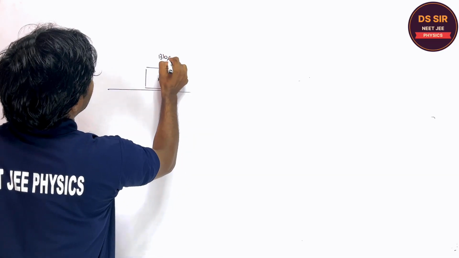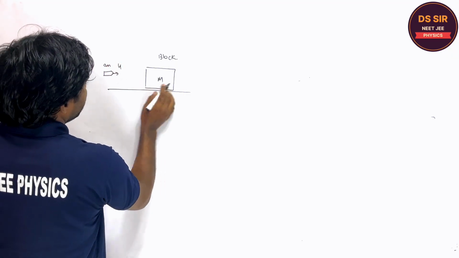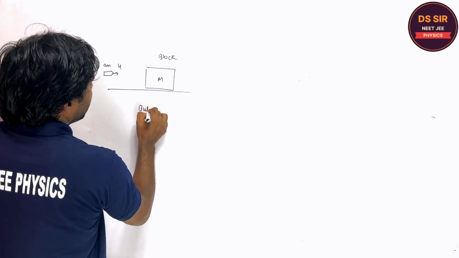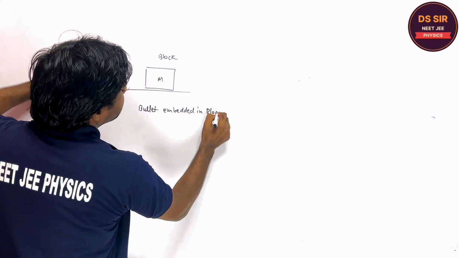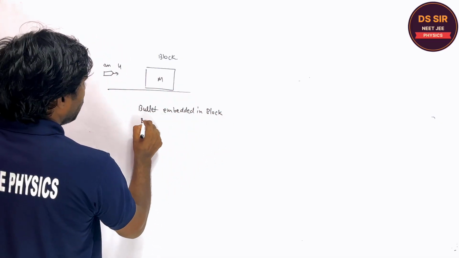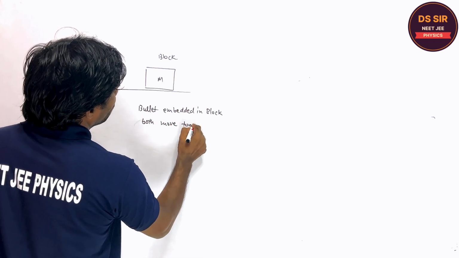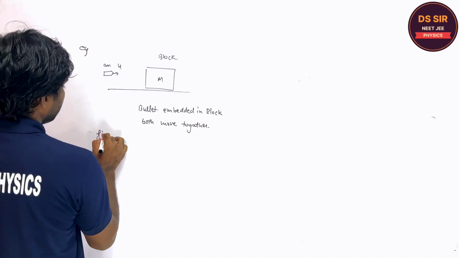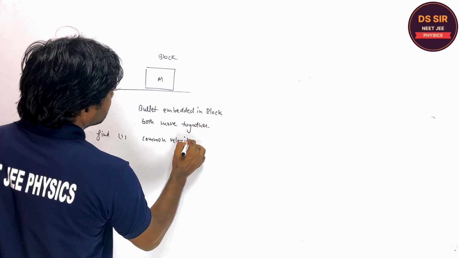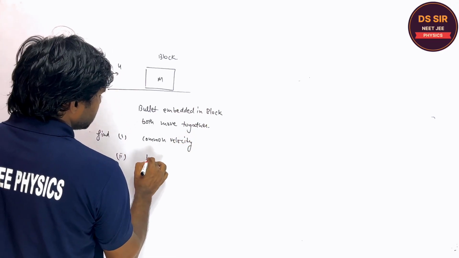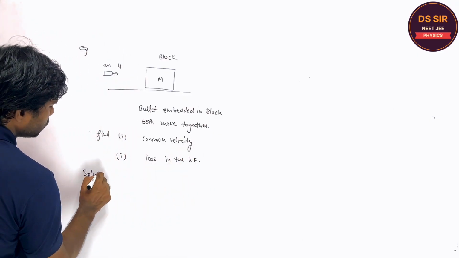This is a block of mass capital M and a bullet of mass m is moving with the speed u, and after hitting this block the bullet is embedded in the block, right? And then both move together. So you have to find first the common velocity, and the second is the loss in the kinetic energy, right? So this is the question. So how to do this question?